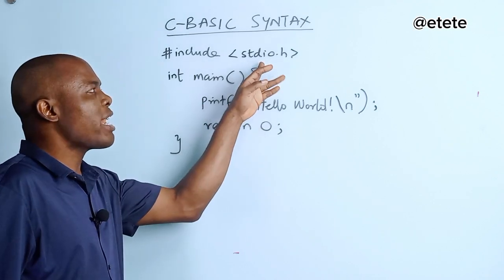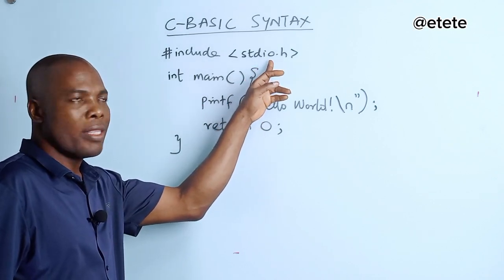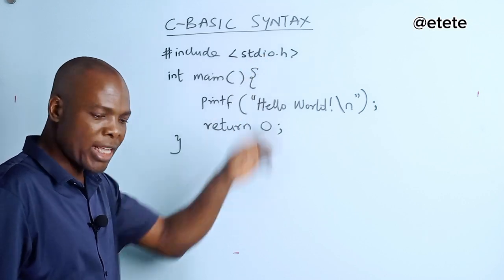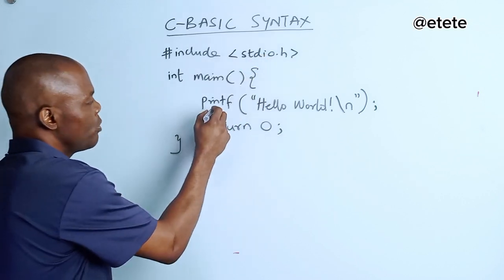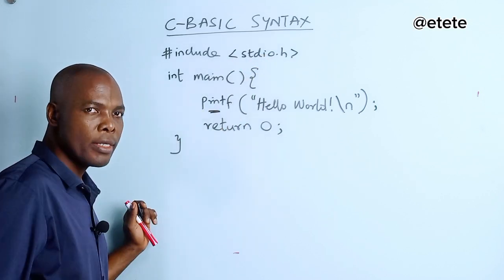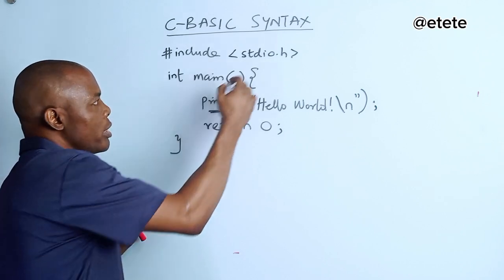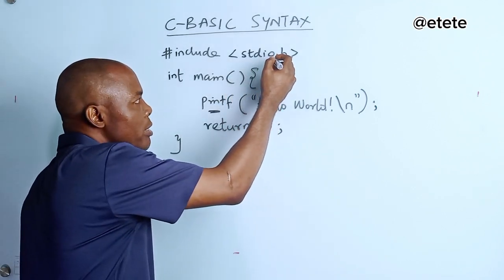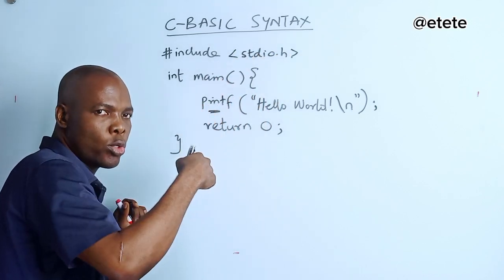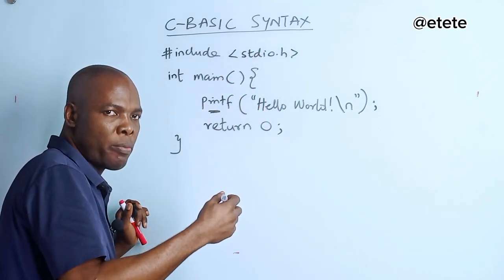Why? Because there are functions that I need to use. An example of that is this printf. This printf is a function. So the preprocessor has to load this into my source code before handing over to the compiler.